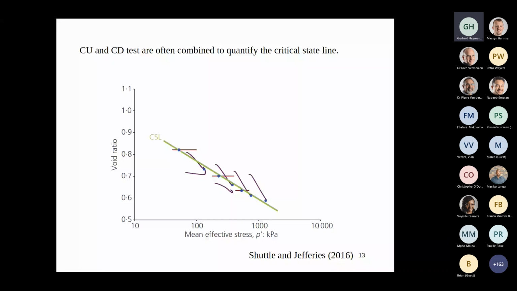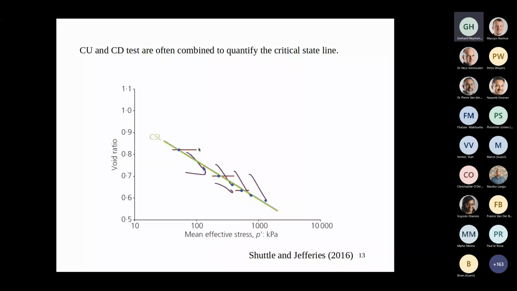And what I've said so far has been applicable primarily for getting your shear strength parameters, c' and phi'. Nowadays, we do a lot of testing focusing on quantifying the critical state line, particularly in the tailings industry. And interestingly, when we do testing to quantify the critical state line, we very often combine consolidated undrained with consolidated drained tests.